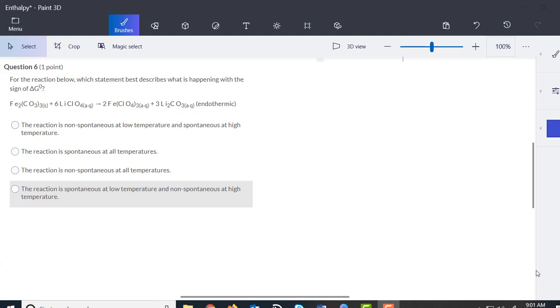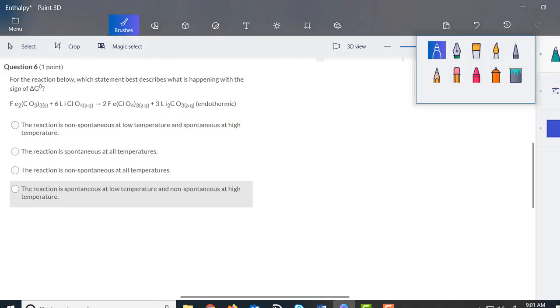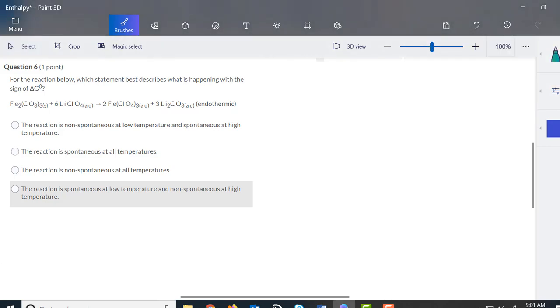Right, to do a problem like this, we're interested in the sign of delta S and the sign of delta H. Now the equation that we're using here is going to be delta G naught equals delta H naught minus T delta S naught. We're not interested in exact numbers here, we're just interested in what the signs of each of these is going to be so that we can predict the sign of delta G naught.